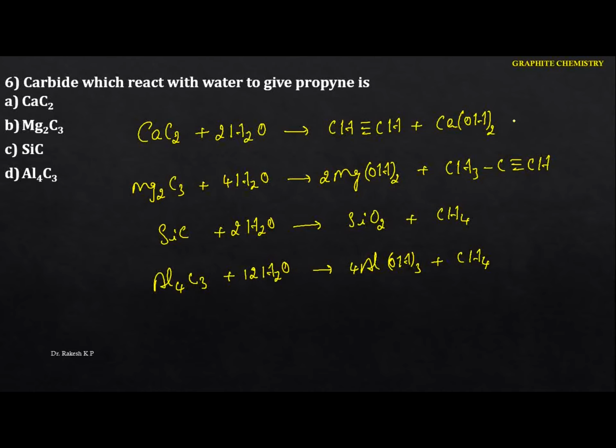In the first case we got ethane, in the second case we got propane, and in the rest of the cases we got methane. But our intention is to prepare propane, hence magnesium carbide on hydrolysis is going to give propane. Okay, let's see the next one here.